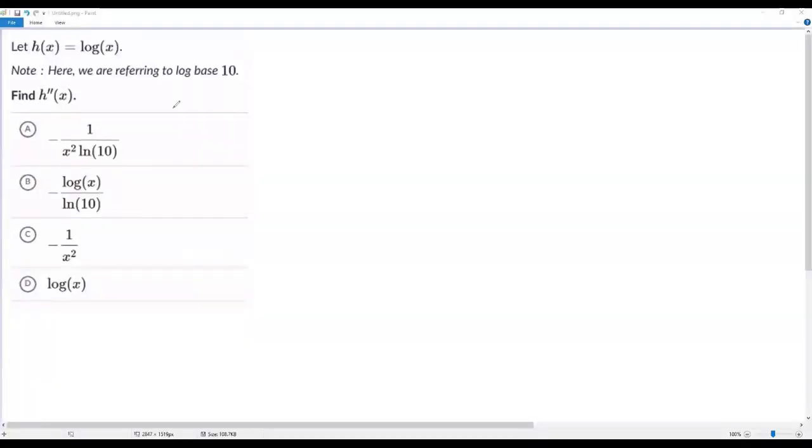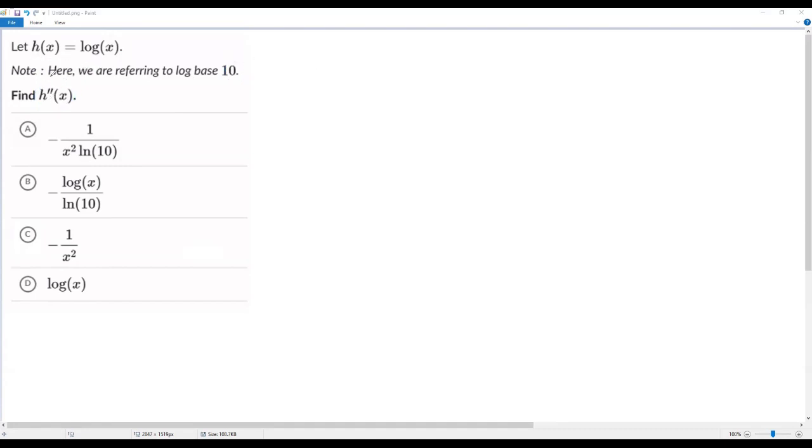Here we have an AP Calculus AB problem. Okay, let's go with the information. Let h of x equal the logarithm of x. Note, here we are referring to log to the base 10, and we have to find h double prime of x. Here we have a logarithmic function, h of x equals the logarithm of x, and the base of the logarithm is 10. We have to find the second order derivative of this function h of x.